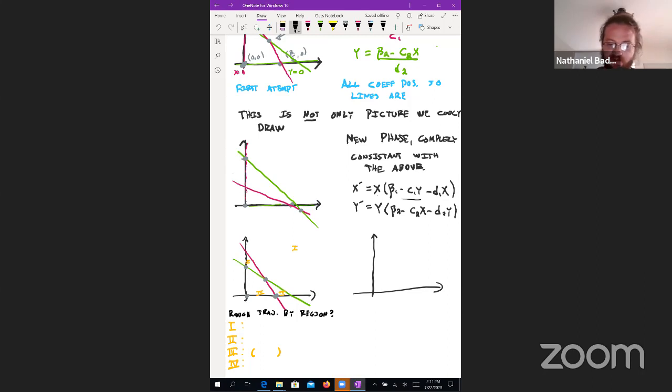This should be positive. So in region 3, and I'll just write that down. So here, beta 1 minus c1y minus d1x is going to be less than 0. Sorry, it's going to be greater than 0. What am I saying?